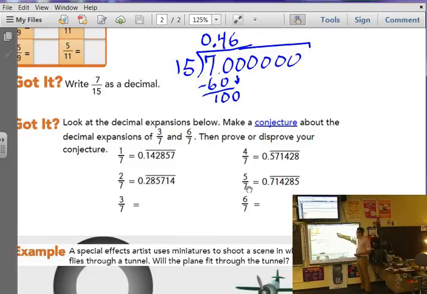6, and that gives me 90. So I get a 10, I can drop down the 0 and make 100. And at that point, we see that I have now repeated my remainder.